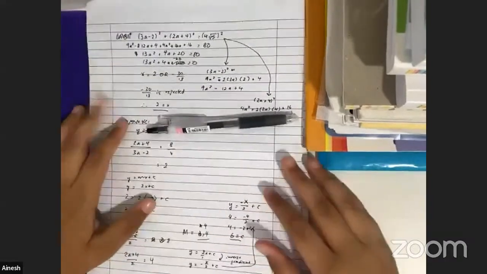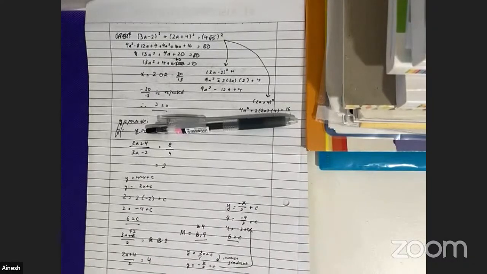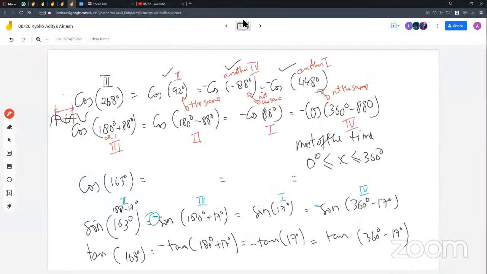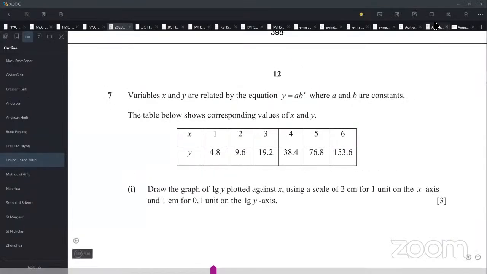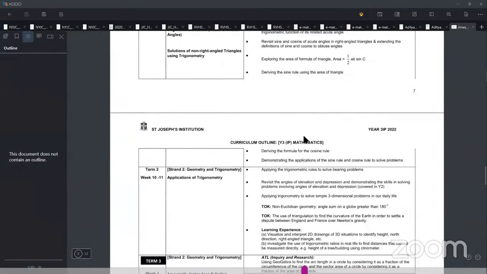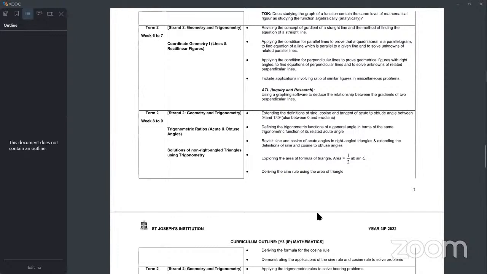So Ainesh, your syllabus will be the AMAT trigonometry. Now, to dispel any doubt, I'm going to show you your syllabus one more time. I'm going to share my screen here.